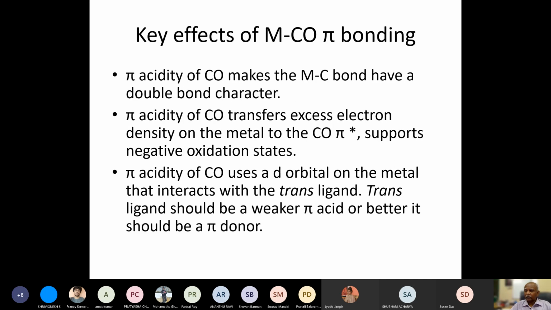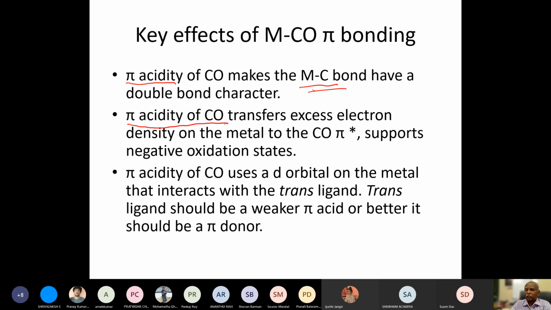Right now what we have said is that the pi acidity, by which I mean the acceptor ability of the pi star orbital in carbon monoxide for electron density, is what is making the metal carbon bond have a double bond character. So this seems to increase pi acidity.